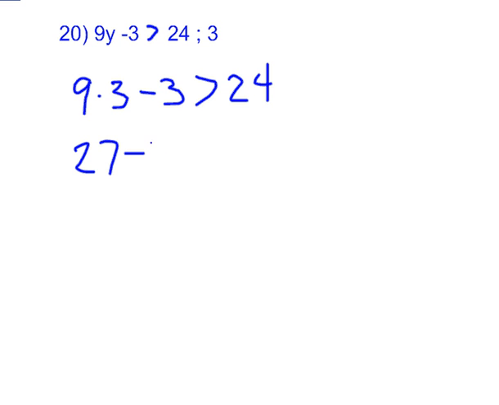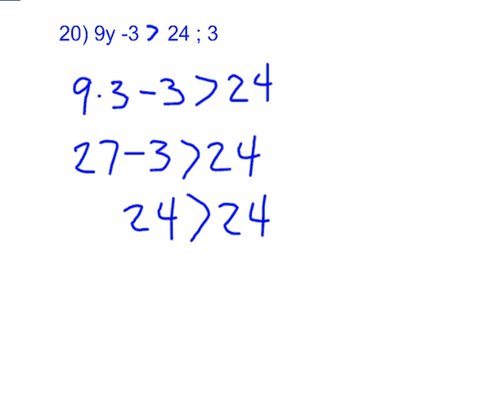Here is number 20. 9y minus 3 is greater than 24 when y is 3. All right, so let's plug in 3. This would be 9 times 3 minus 3 is greater than 24. 9 times 3 is 27. 27 minus 3 is greater than 24. And we have 27 minus 3, which is 24. And 24 is greater than 24. That doesn't make any sense, so we would put not a solution.